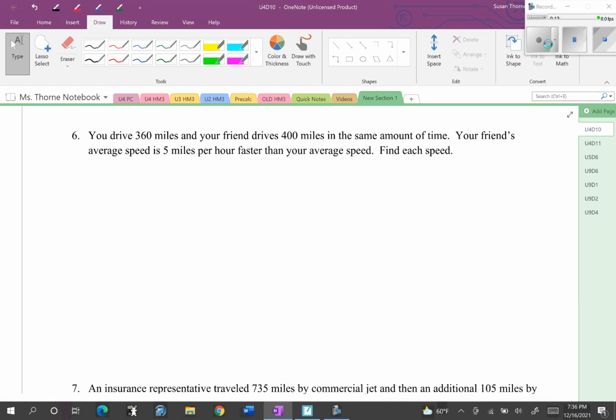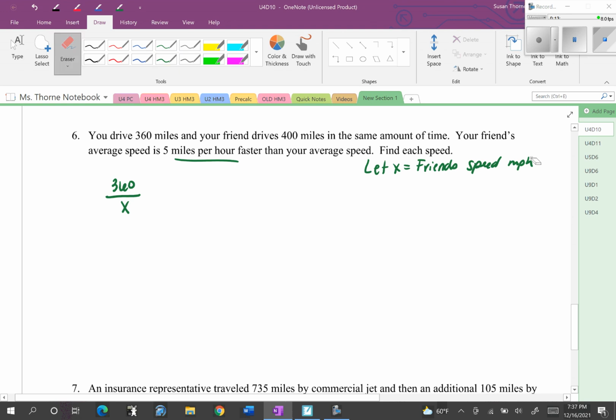So you drive 360 miles and your friend drives 400 miles in the same amount of time. Your friend's average speed is 5 miles per hour faster than your average speed. We want to find each speed. So of course, let x equal your speed, and again, it's miles per hour. So we have miles over speed again, for you and your friend. So 360 over x, so x is your speed.